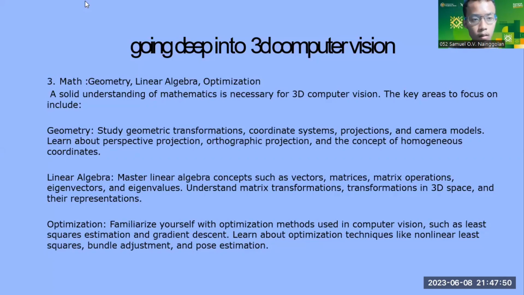Third, math: geometry, linear algebra, optimization. A solid understanding of mathematics is necessary for 3D computer vision. The key areas to focus on include geometry, linear algebra, and optimization. First, study geometric transformations, coordinate systems, projection, and camera models. Learn about perspective projection, orthographic projection, and the concept of homogeneous coordinates.